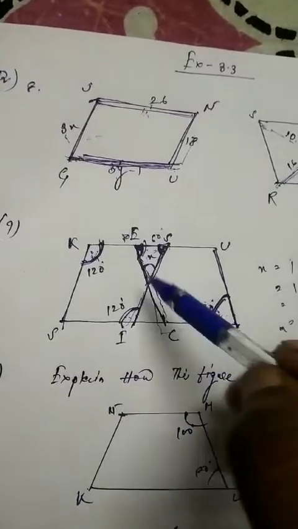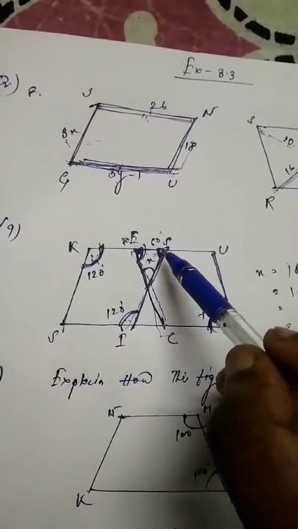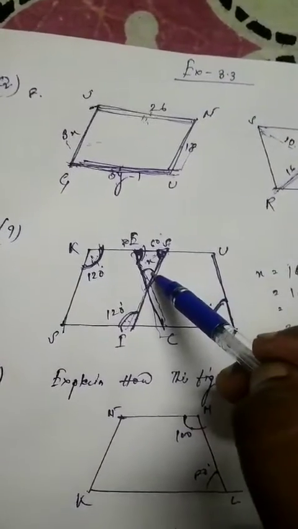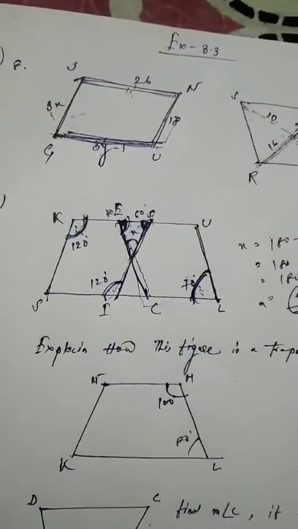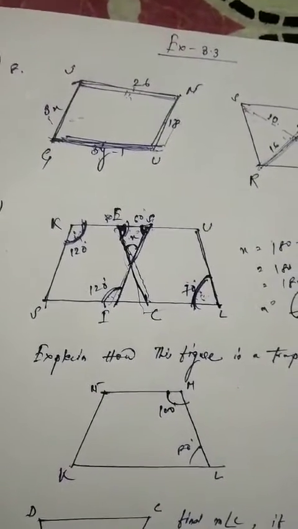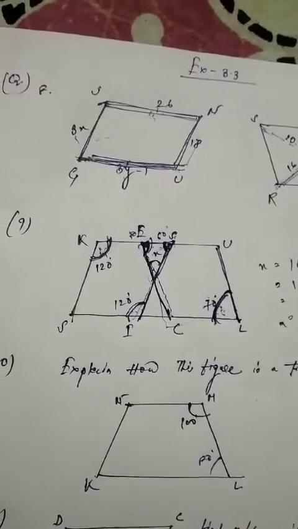So naturally, in this particular triangle, this is 60, this is 70, and this is x. The measure of x will be 50 degree. We just add them, 60 plus 70, that will be 130, and 180 minus 130 is 50 degree.